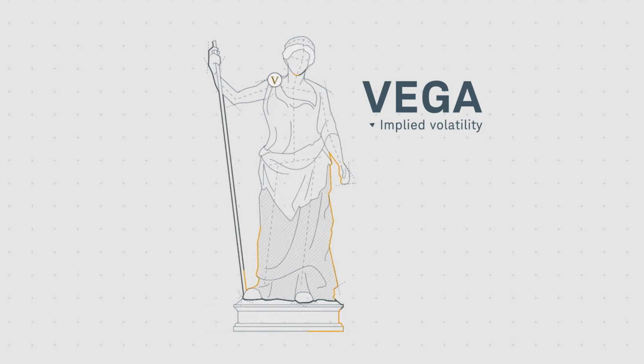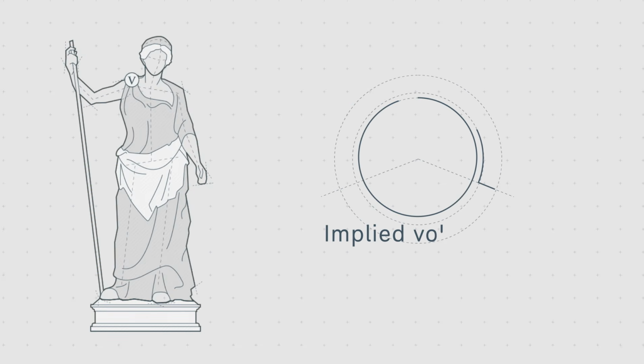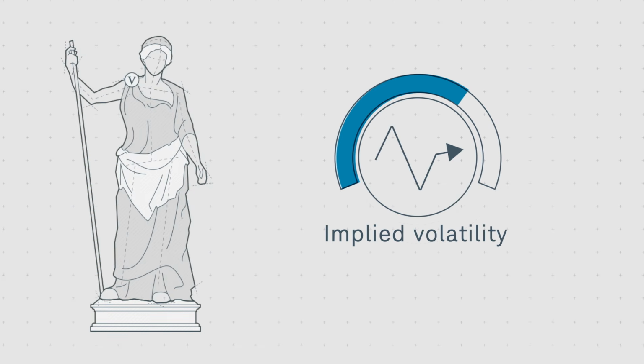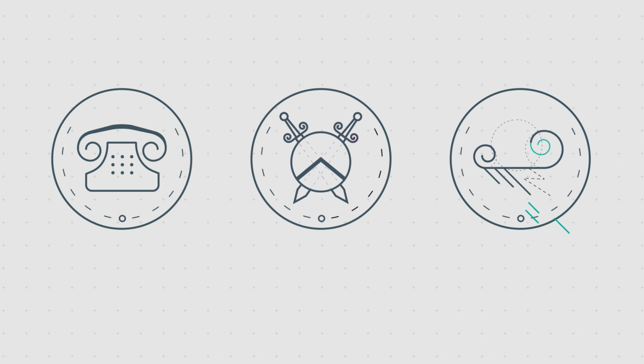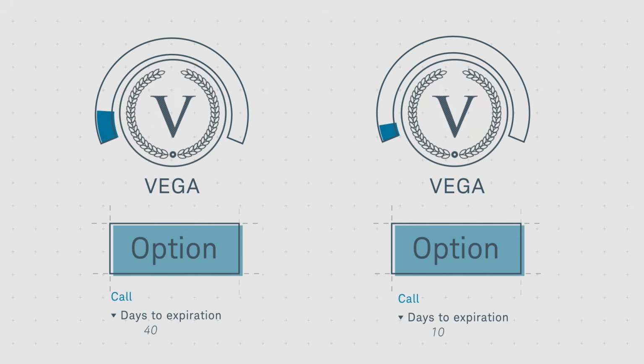Finally, there's Vega, whose domain is implied volatility. Vega estimates how much the premium may change with each 1 percentage point change in implied volatility. If an option has a Vega of 3 and implied volatility decreases 1 percentage point, the premium would be expected to drop 3 cents. There are a lot of factors that could cause a spike in implied volatility: earnings announcements, political conditions, and even weather. Depending on the strategy you choose, a spike in volatility could be a blessing, a curse, or have a very small impact. And the further out an option's expiration is, the higher its Vega will be. In other words, options with a longer expiration may react more to a change in volatility.